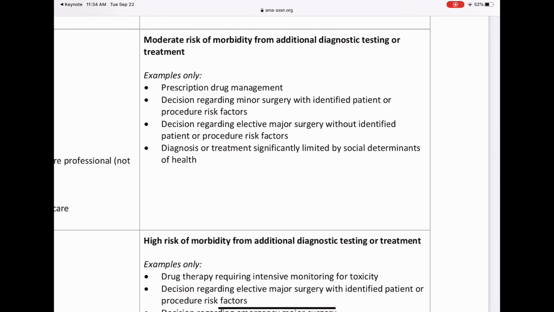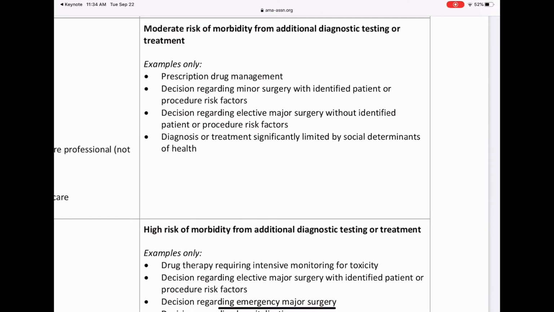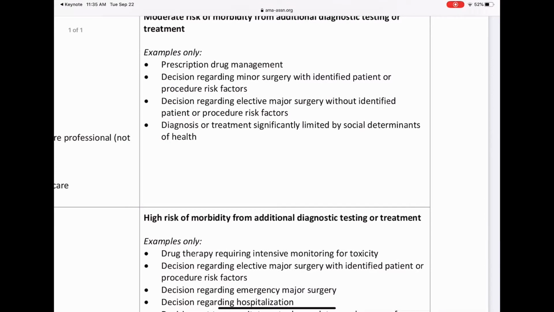When you get to moderate, it gives some examples. These are the examples that we've seen on the risk table, like prescription drug management, the decision for minor surgery with identified patient or procedure risk factors, decision regarding elective major surgery without any risk factors, and diagnosis or treatment that is significantly limited by social determinants. Now that is defined out there. This is something we haven't covered before in the guidelines, and especially with homelessness on the rise like it is, it is definitely good that they've added that.